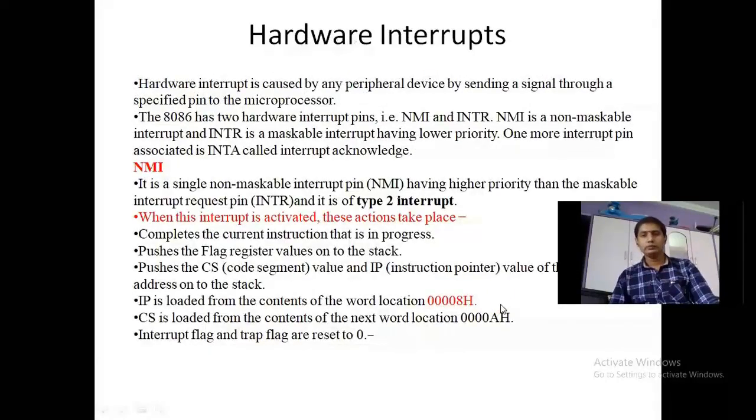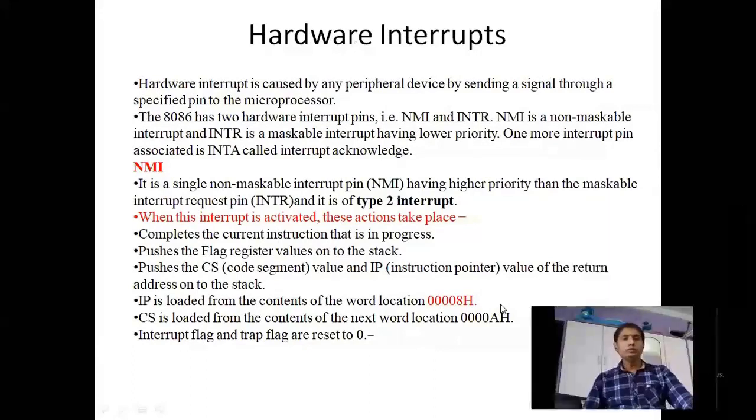Now coming to hardware interrupts. A hardware interrupt is caused by a peripheral device by sending a signal through a specified pin to the microprocessor. If you take any external peripheral, it may request the processor with the help of hardware pins. Three pins are there: two are receiving pins for the processor and one is a sending pin. Two external peripherals can send requests to the processor with the help of hardware pins. INTR is one, NMI is another. These two are called hardware input pins to the processor.